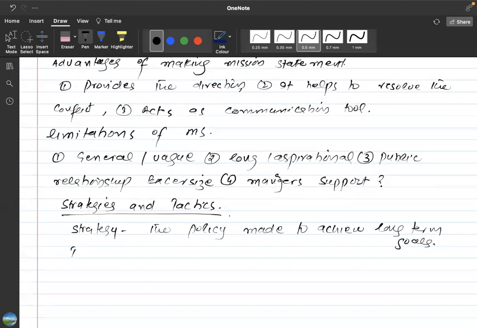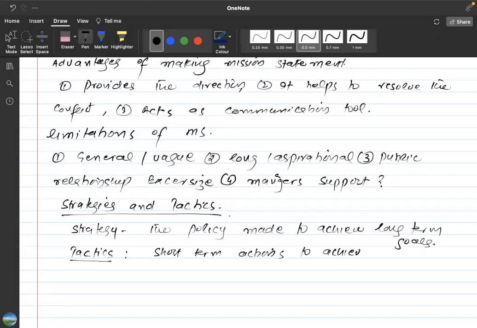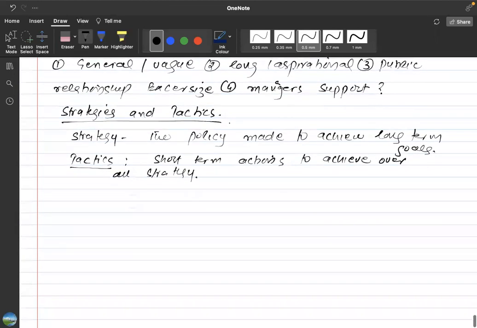And what are tactics? Tactics are the short-term actions. They are part of the overall strategy, but they are short-term actions to achieve the overall strategy. So this is a little discussion about the mission statement, objectives, strategies, and tactics.